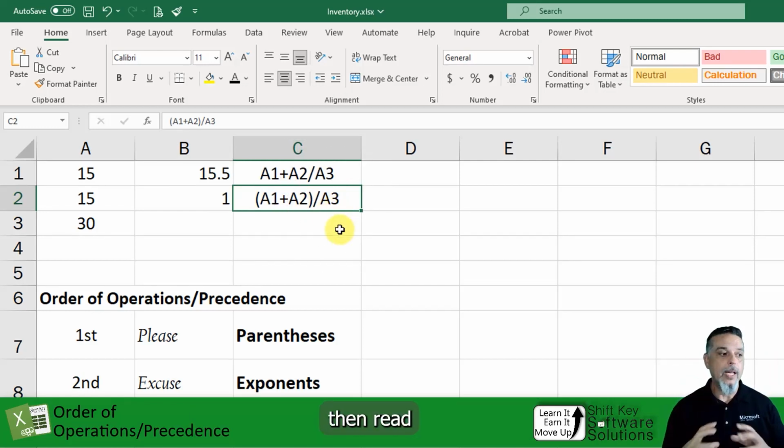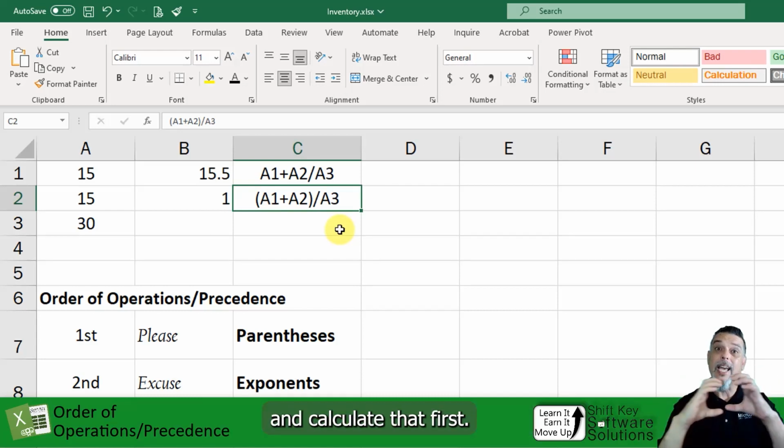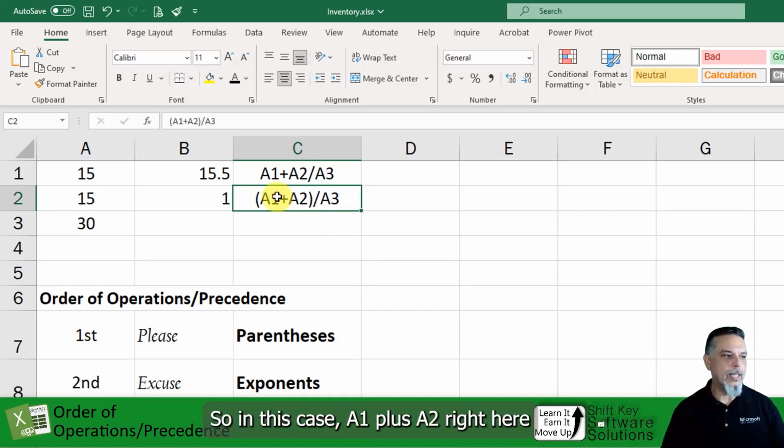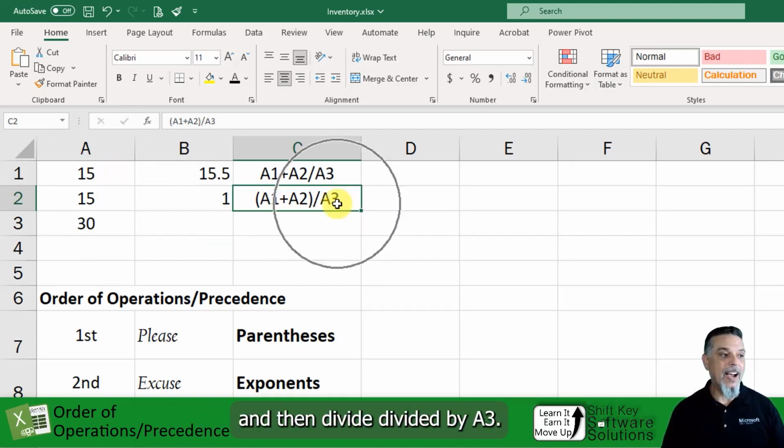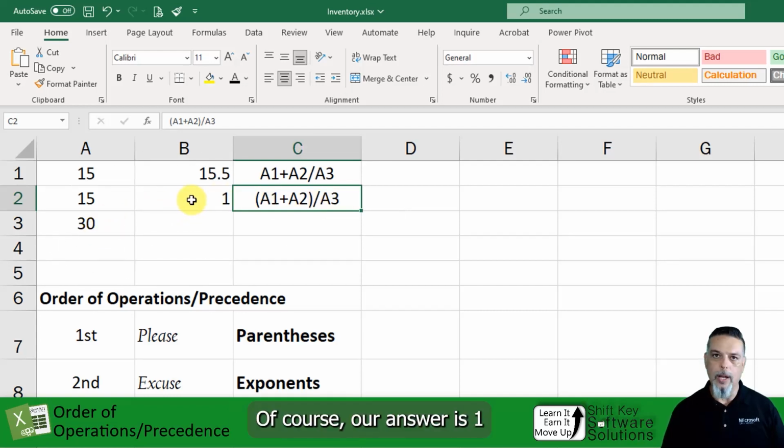The correct way to write this formula is first do the parentheses. Excel will then read everything that's in the parentheses and calculate that first. So in this case, A1 plus A2, right here and here, of course, equals 30. And then divided by A3. Of course, our answer is 1.